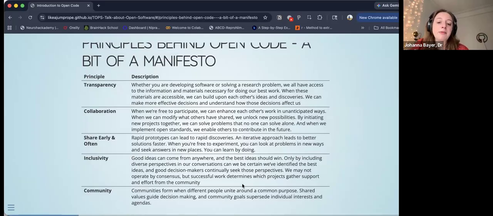Inclusivity: good ideas can come from anywhere, and the best ideas should win. Only by including these perspectives in our conversations can we be certain we've identified the best ideas, and good decision makers continue to seek those perspectives. We may not operate by consensus, but successful work determines which projects gather support and effort from the community. And then community, last but not least: communities form when different people unite around a common purpose. Shared values guide decision-making, and community goals supersede individual interests and agendas.